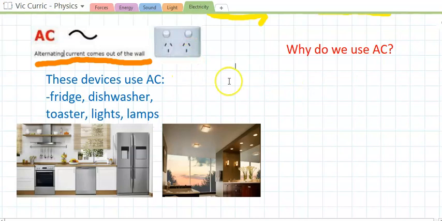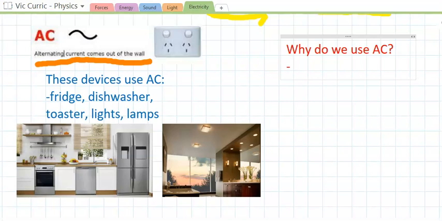So there's two kinds of power, great, but why do we actually use AC power? Why don't we just use DC throughout buildings as well? Well, the main reason is that DC power loses a lot of energy as heat energy, so it's not very efficient.